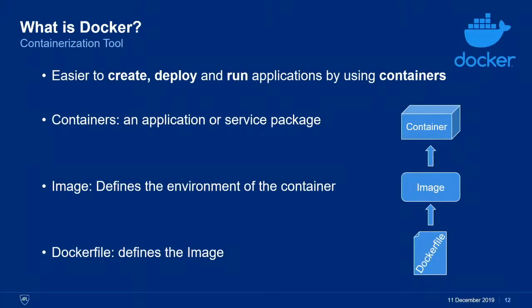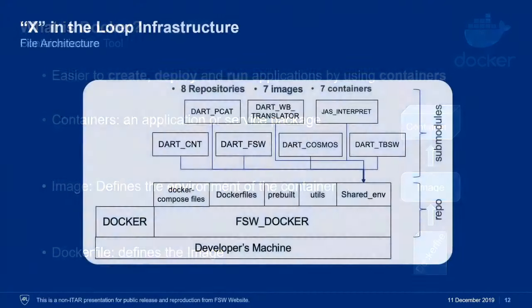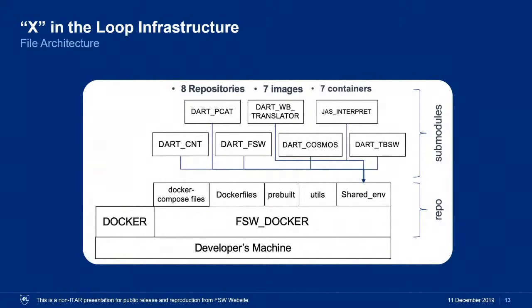The final thing we noticed is there's going to be a lot of different things that need to be very well configured. So we needed some sort of standard directory infrastructure. And so we came up with this, where the developer just needs to install Docker, clone this flight software Docker repository, and this repository has everything that you need in order to instantiate the spacecraft. It includes the Docker Compose files, which define that network of containers, the Dockerfiles, which we just discussed, utilities, and a shared environment.